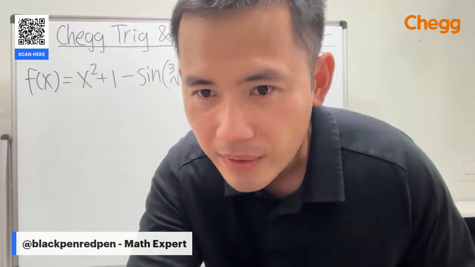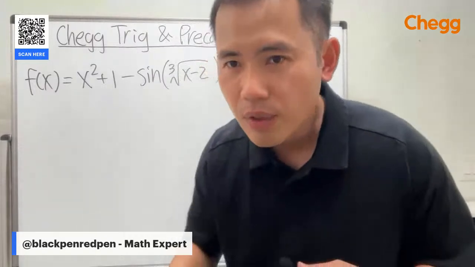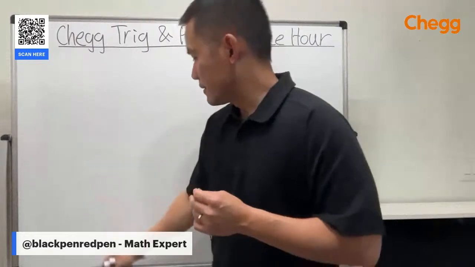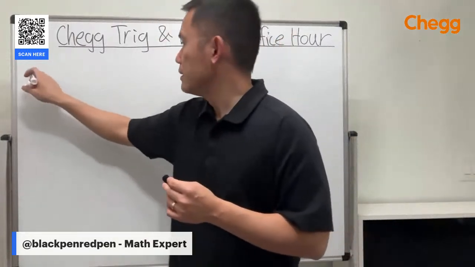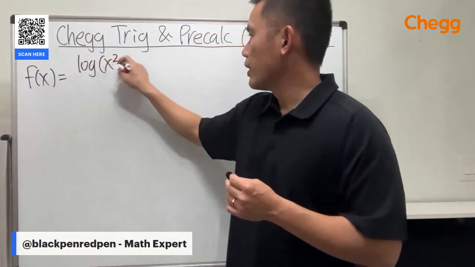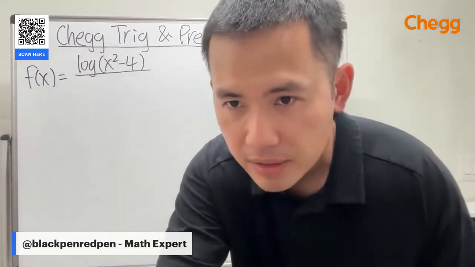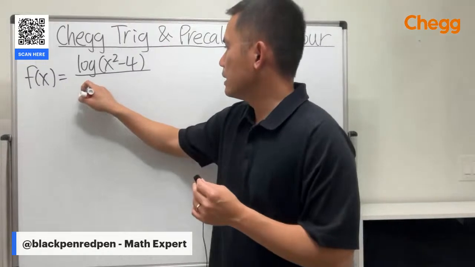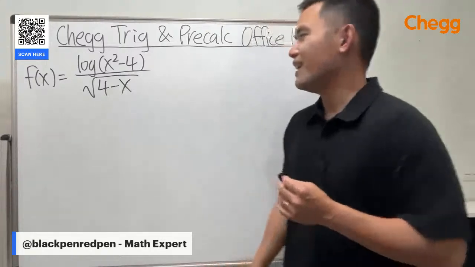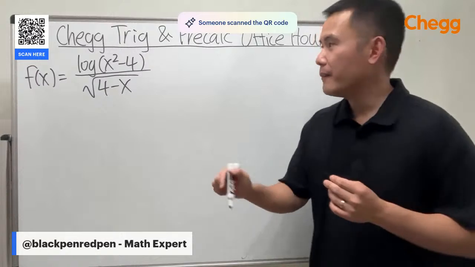Okay, let me find the domain question that I'll have to find it. Log x squared minus 4. So log of x squared minus 4 over, and the bottom is square root of 4 minus x. Okay, I see what this is about. We have 3 things to worry about.